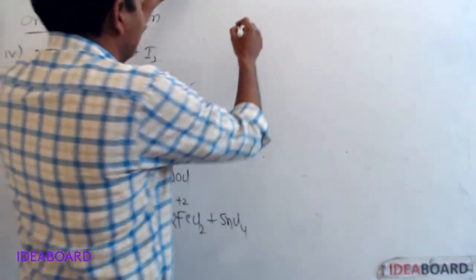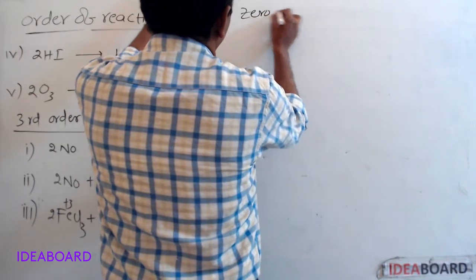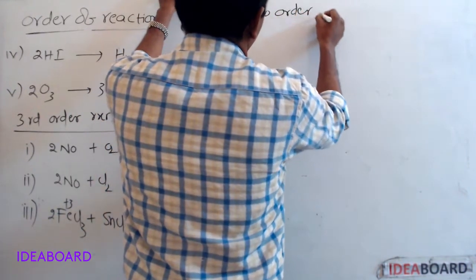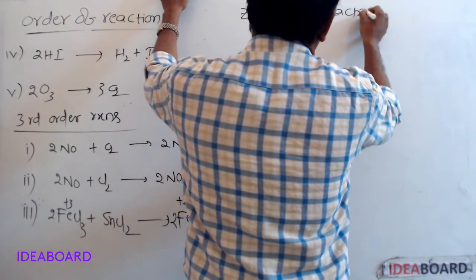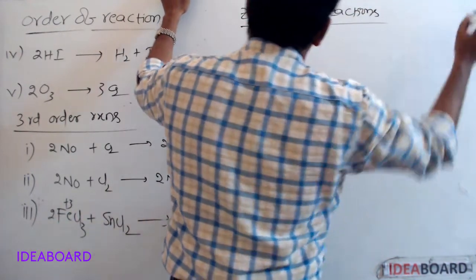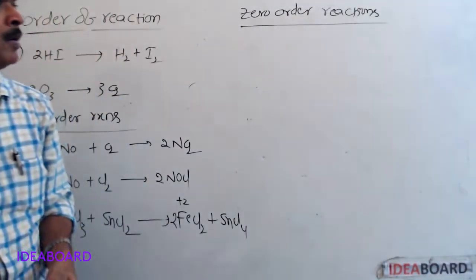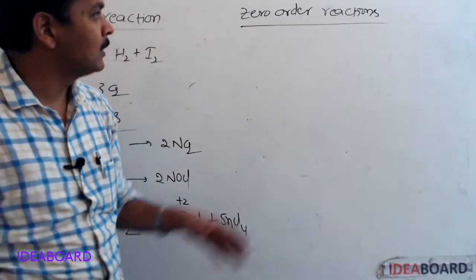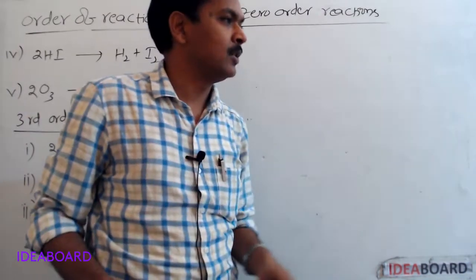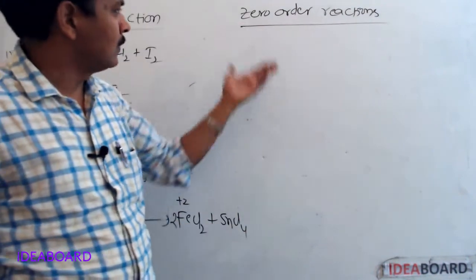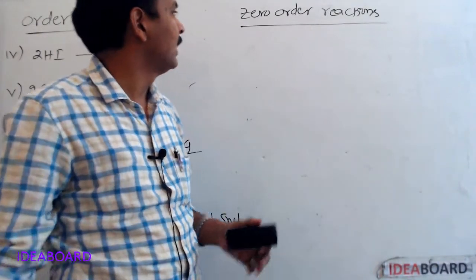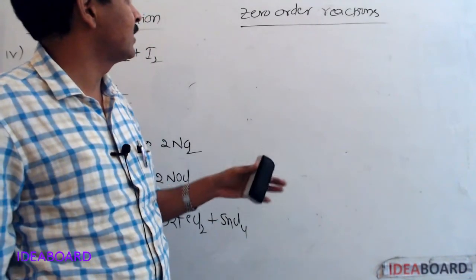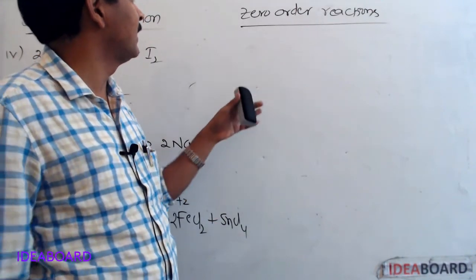Next, zero order reactions. Zero order reactions mean the sum of the powers of the concentration terms of reactants is 0, or rate of reaction does not depend on concentration of reactants. In these reactions, rate of reaction does not depend on concentration of reactants.